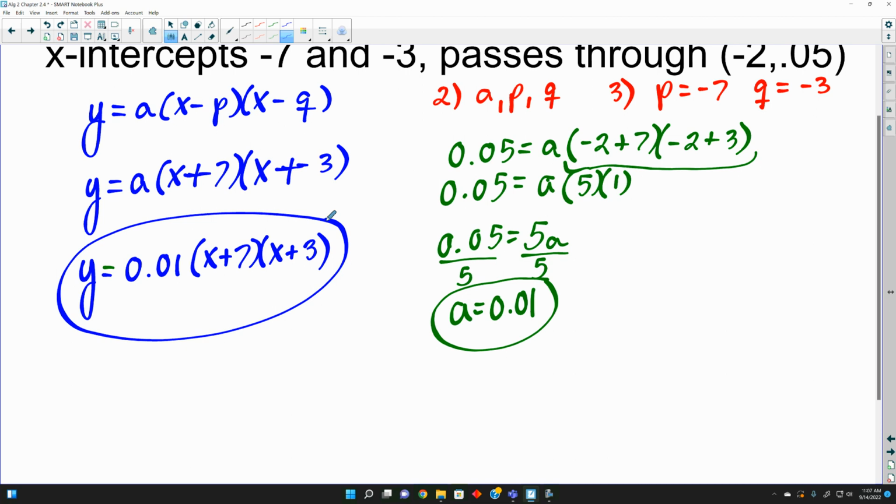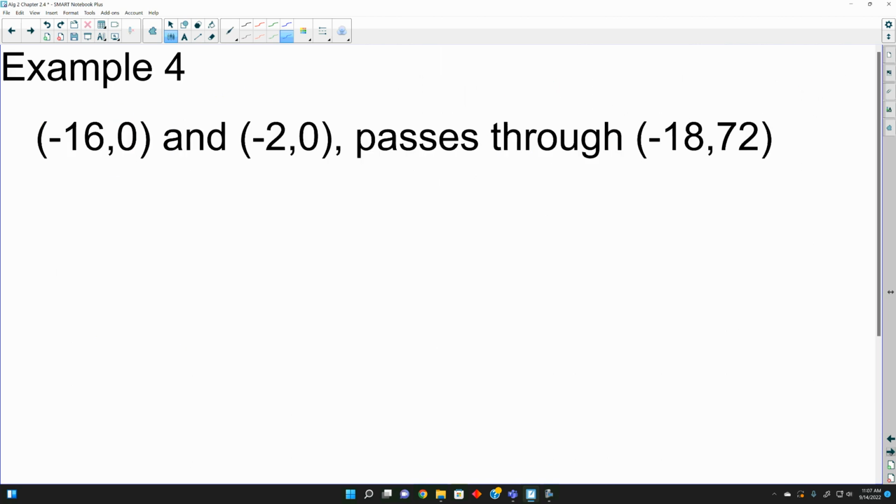Let's do one more, and then we will be done with this section here. And that's this one here. Now for this one, they gave us the points (-16, 0) and (-2, 0). And they told us that it passes through the point (-18, 72). Even though it doesn't tell us that we have 2 x-intercepts, we know that these 2 points are x-intercepts because the y value is 0. So it's really telling me that we have (P, 0) and (Q, 0).